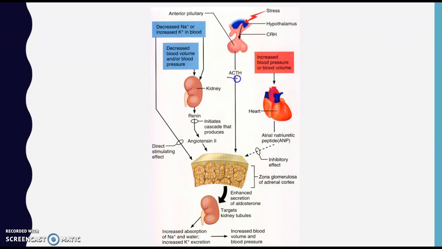This shows all the ways that aldosterone can be stimulated or inhibited. The most obvious one is ACTH released from the pituitary, the adrenocorticotropic hormone. That's going to stimulate the adrenal cortex. But we can also stimulate the release of aldosterone using renin, which is released from the kidneys, or we can reduce the release of aldosterone by that ANP released from the heart.